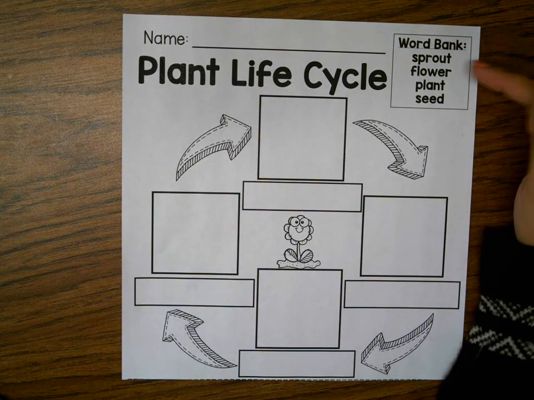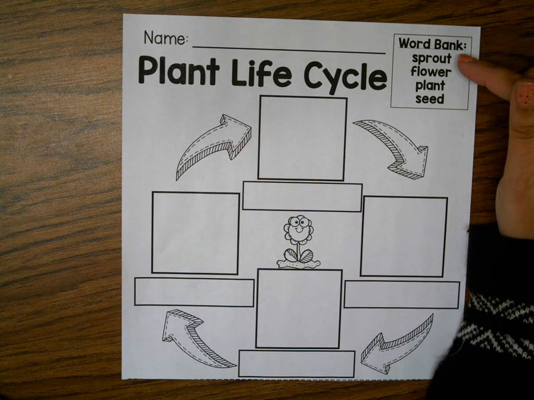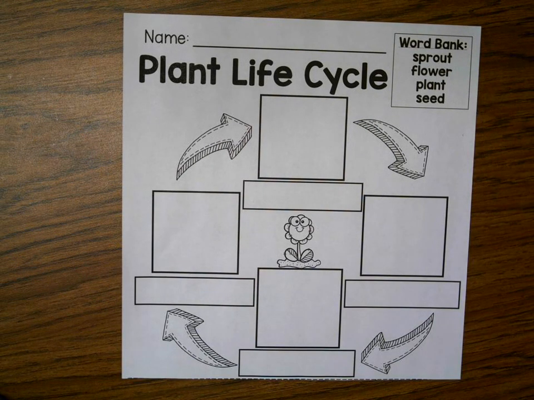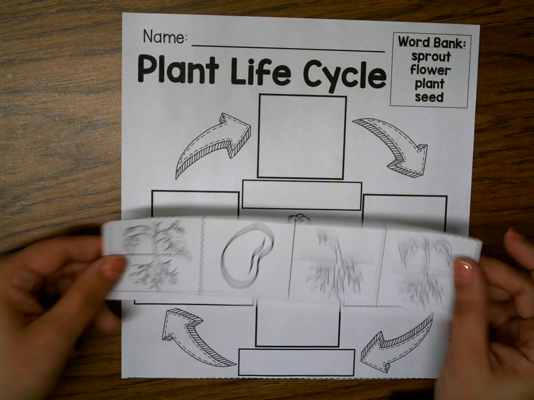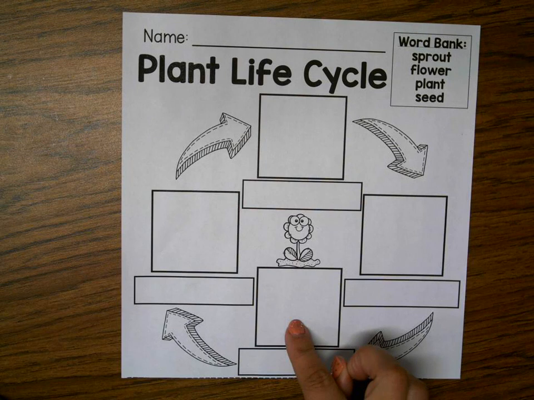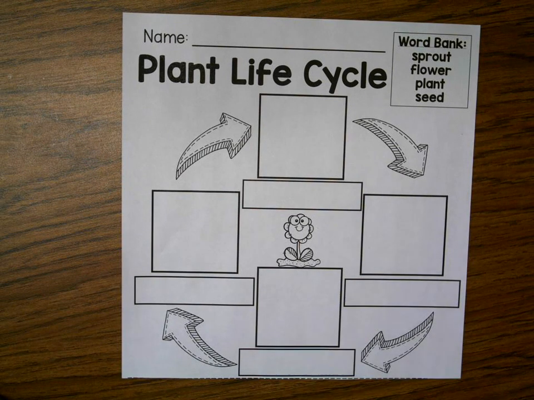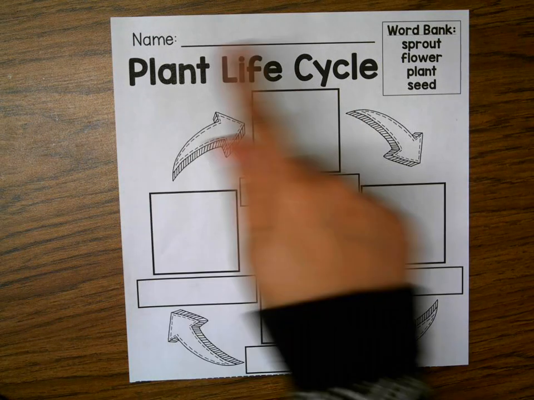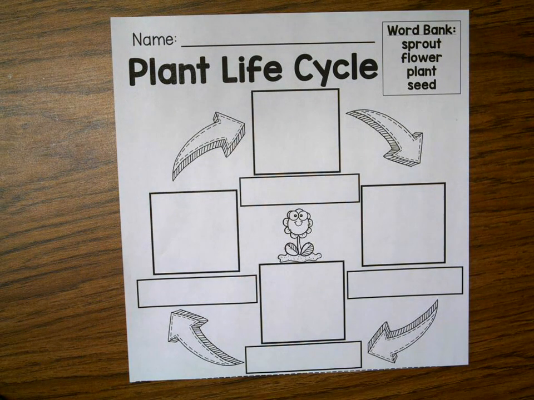You'll notice that this paper also has a word bank, and our words for today are sprout, flower, plant, and seed. So we have 4 empty boxes and we have 4 pictures. And we're going to start here at the bottom and then start placing the pictures in the order that they would happen. And remember, when we were talking about cycles, it means that something just keeps on going and never ends. It's just one big cycle, one big loop. It's a circle that's never ending. So we're going to fill in the boxes and then we'll talk about the cycle as we go.